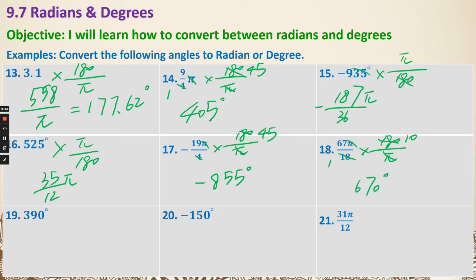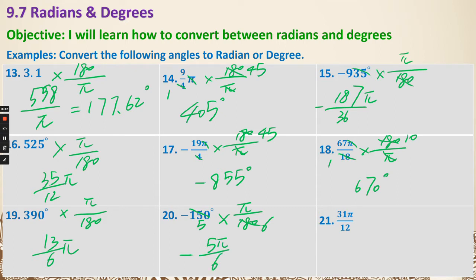Number 19. Degree, so we want to change into radian, times by pi over 180. After simplifying that fraction, that's going to give us 13 over 6 pi. Next, pi over 180, divided by 30, that's 5. Divided by 30, that's 6. So it's negative 5 pi over 6.